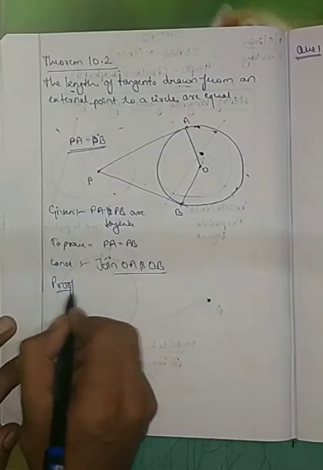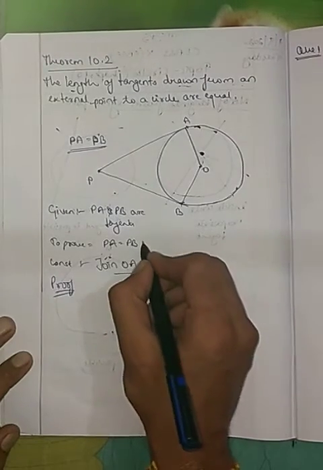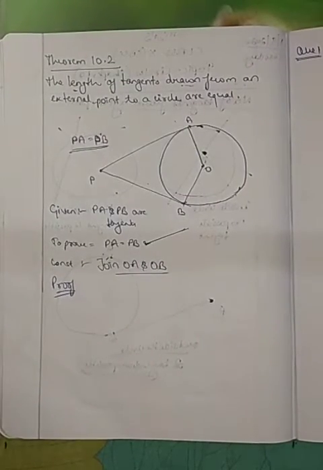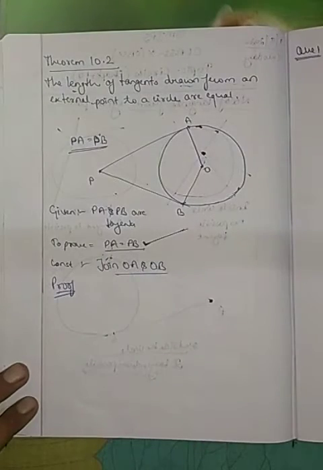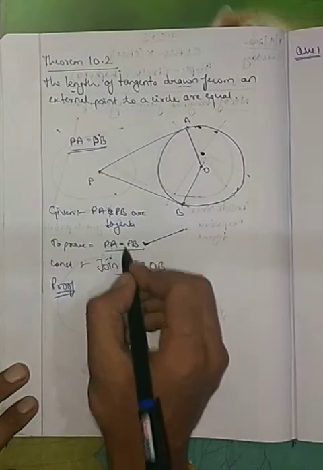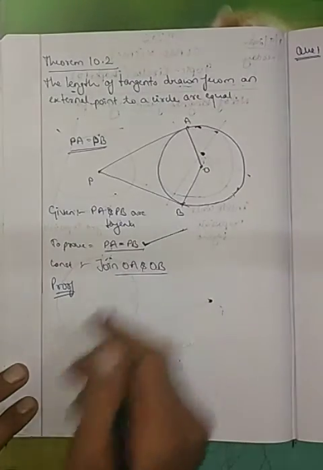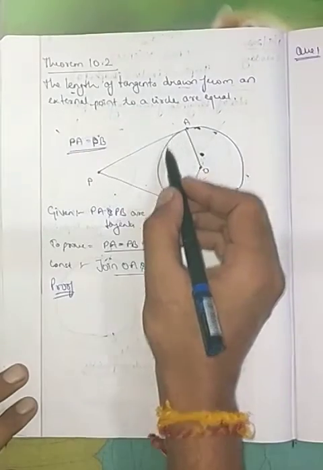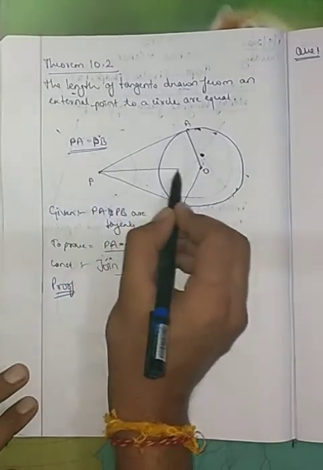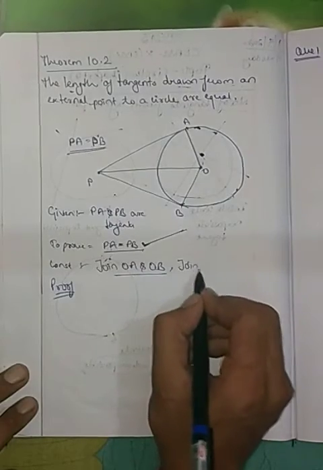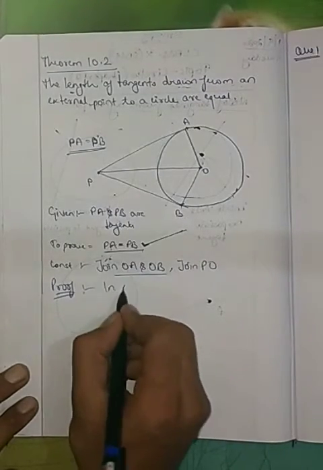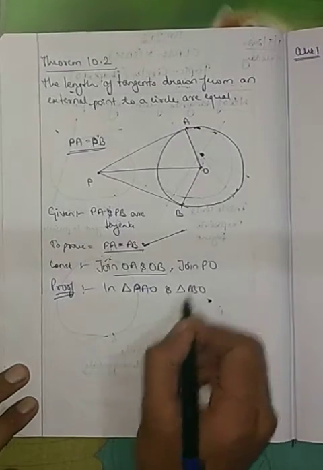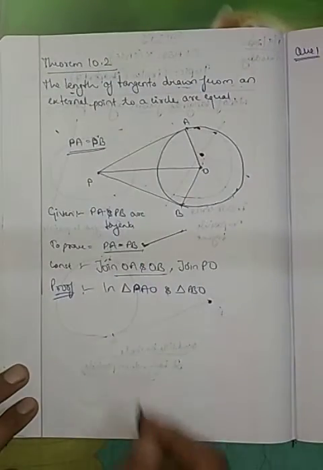Now coming to the proof. What we have to prove? PA is equal to PB. In 9th class we studied congruency. Equality comes from congruency. So to obtain PA equal to PB, we will use congruency, and for that we have to make two triangles, one containing PA and one containing PB. So we will join PO. Now we have two triangles, triangle PAO and triangle PBO.